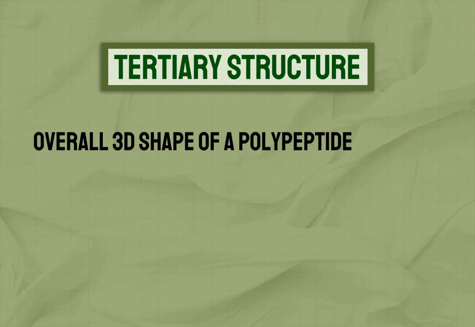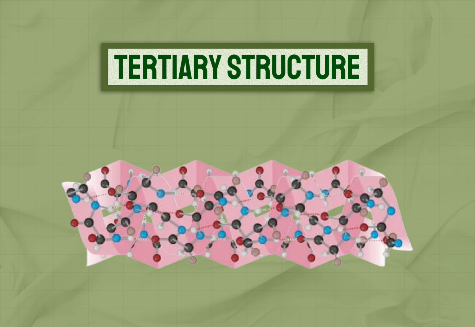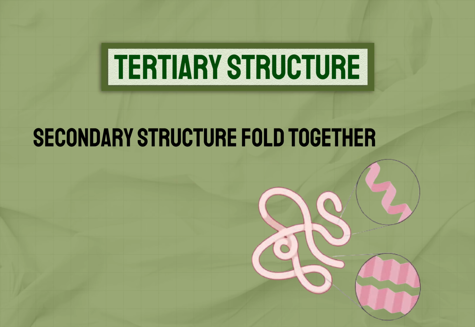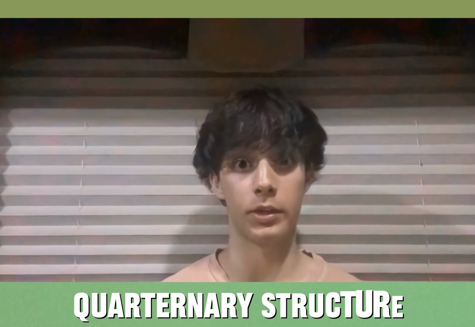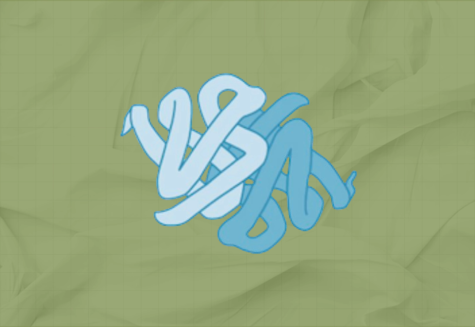This is the overall 3D shape of a single polypeptide, formed when secondary structures fold further due to interactions between R groups. Now, the tertiary structure is where some proteins are made, but other proteins go on to the quaternary structure. The quaternary structure involves several interactions between tertiary structures, basically forming one big protein.